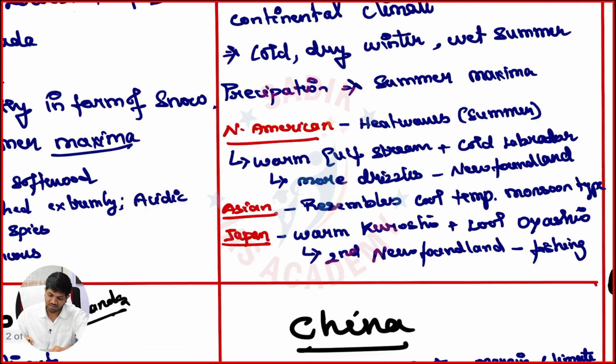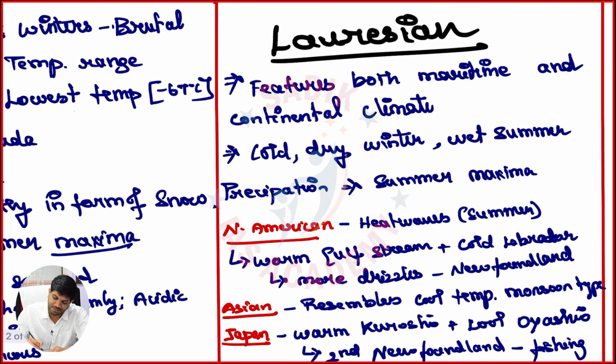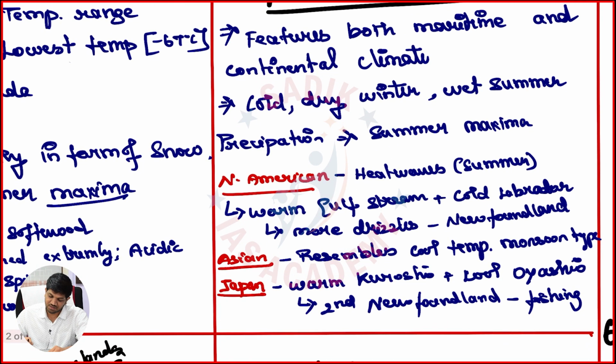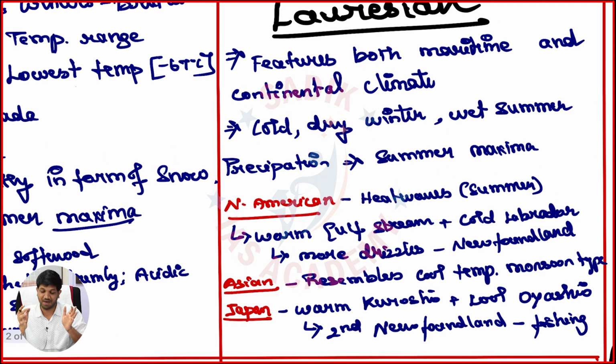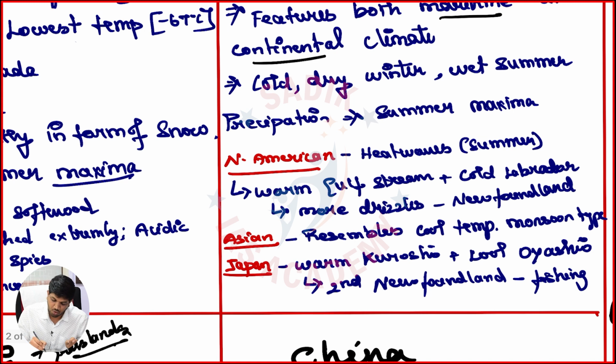And above this China type, there is a climate called the Laurasian climate. Here the features have both the features of maritime and continental climate. And they have cold dry winter and wet summer. The precipitation will be year long, and the precipitation will be maximum in the summer, and it is called summer maxima.